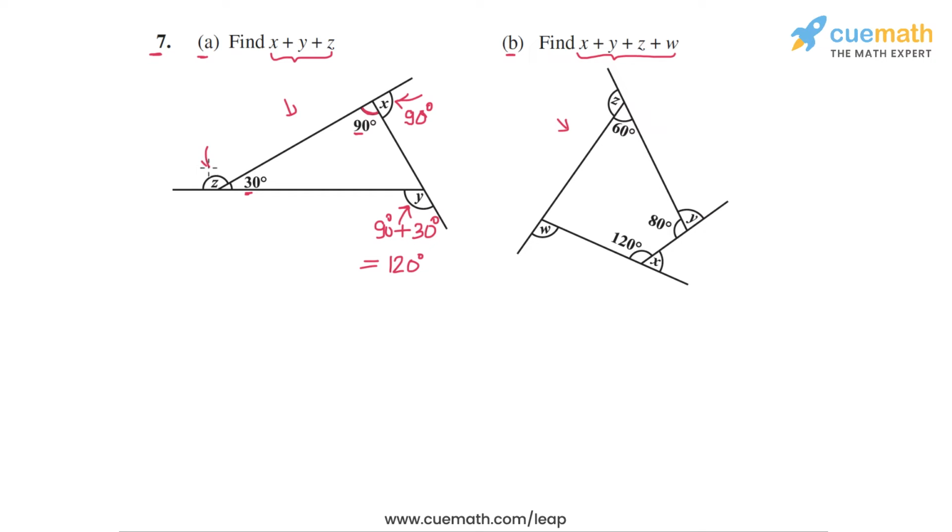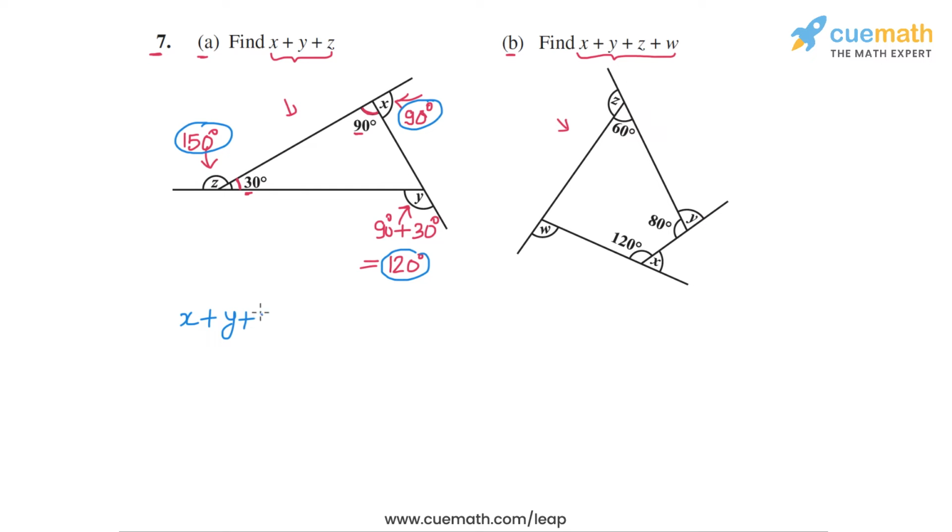And finally z is this angle here, and z forms a linear pair with this angle which is marked as 30 degrees. The sum of these two should be 180, so z will come out to be 150 degrees. So we have found the measure of each of the three angles. x measures 90 degrees, y measures 120 degrees, and z measures 150 degrees. And now we can find the sum easily.